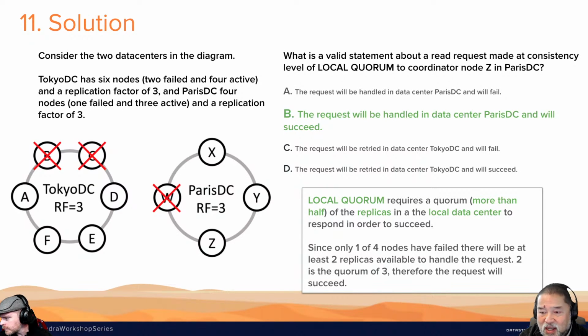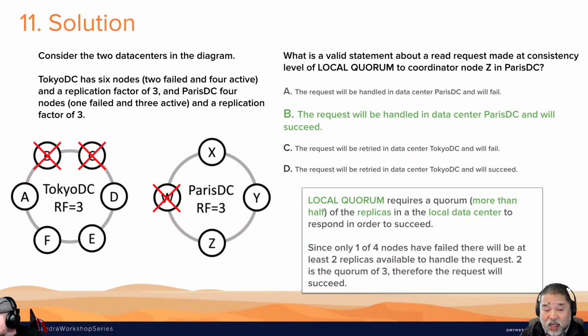The issue here is we're making a read request at consistency level of local quorum. We're making it in the Paris DC, the one on the right, and node Z is acting as the coordinator. With a replication factor of 3 within that data center, and it's set for each data center, we're going to try to replicate the data on 3 nodes. So a failure of 1, in the worst case, the node W had the data we're looking for, but it would still be replicated on 2 other nodes within that data center.